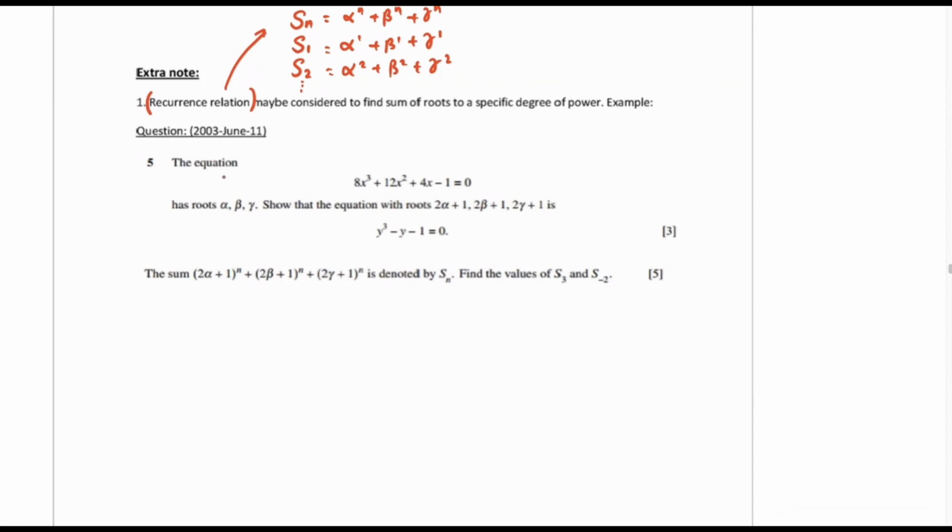The equation 8x cubed plus 12x squared plus 4x minus 1 equal to 0 has roots alpha, beta, gamma. Show that the equation with roots 2 alpha plus 1, 2 beta plus 1, 2 gamma plus 1 is equal to this. This is the first part where they expect you to use substitution. It's good if you can try one more time the substitution method that you learned just now, and try to get the answer here.